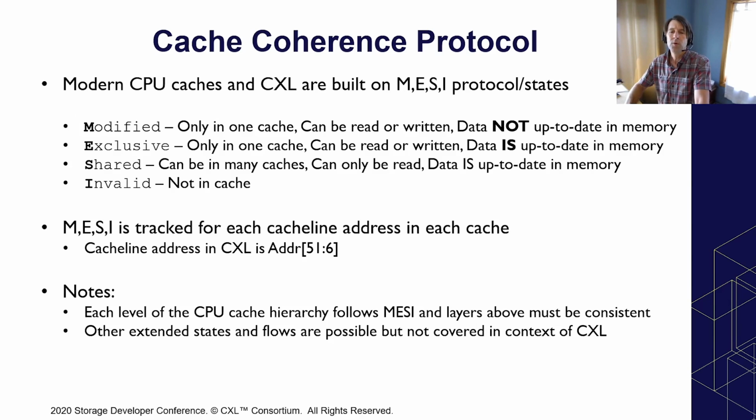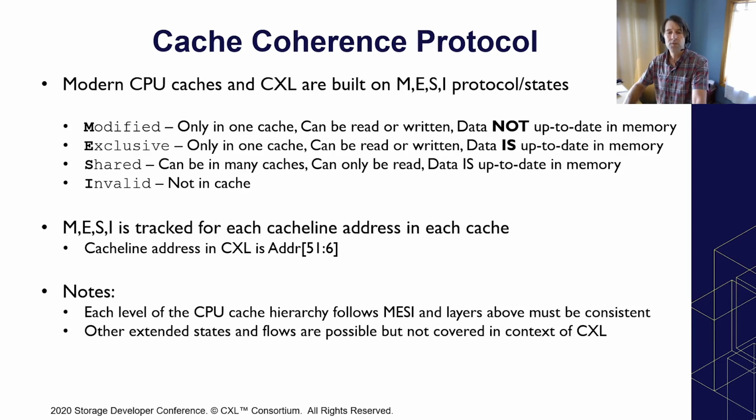So how do we implement this consistency policy? We use protocol states referred to as M, E, S, and I. You'll hear this referred to as the MESI protocol. And these are individual states of given cache lines in the cache hierarchy.